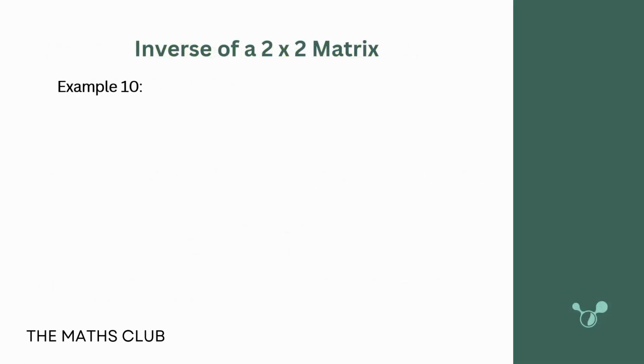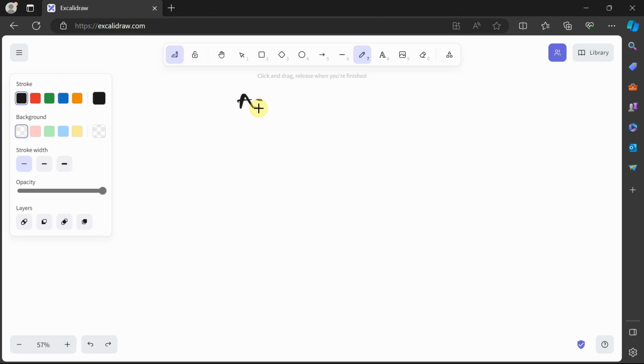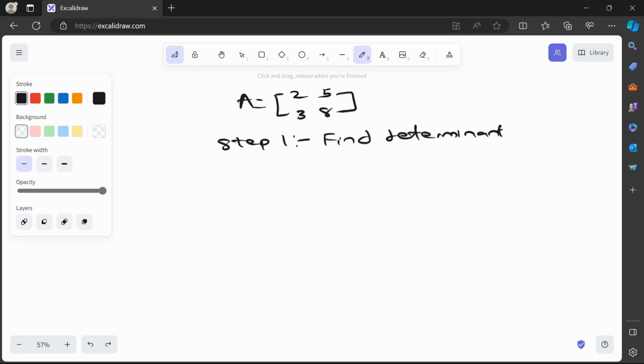Let's see a good example. So this example is saying that we should find the inverse of 2, 5, 3, 8. Let's call this A. The step 1 is to find the determinant. Quickly solve that and tell me what your answer is.